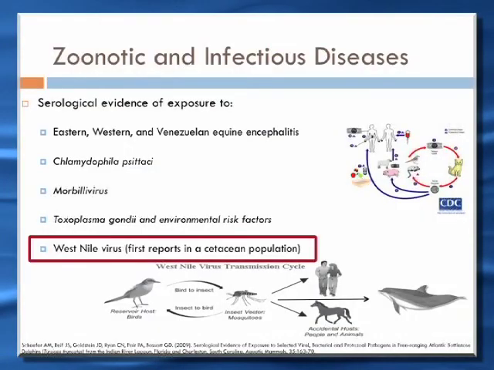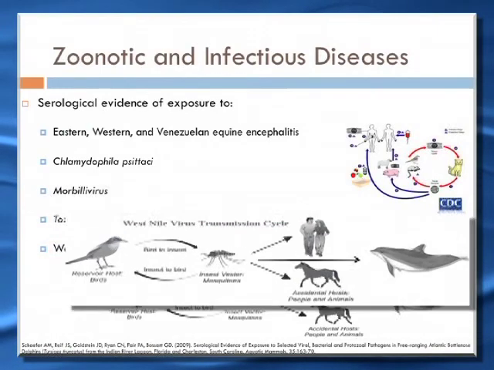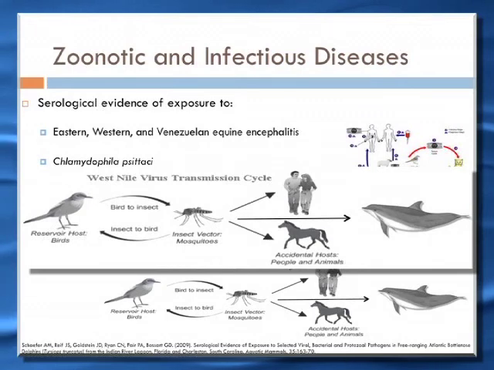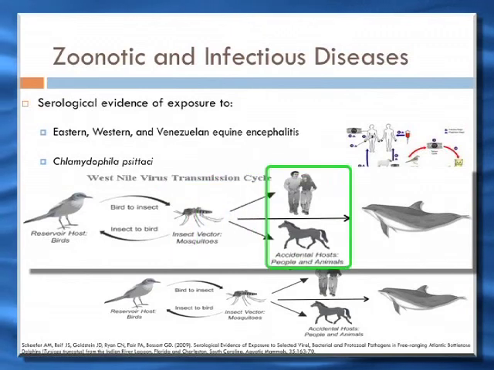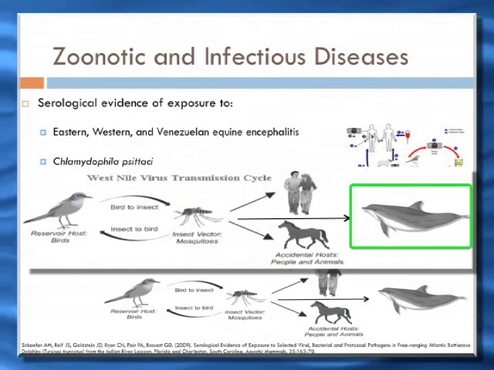And then West Nile virus got a lot of attention a few years back. It's the first time it's been reported in a cetacean population where dolphins have been exposed. The primary host, the reservoir, are birds. Then you have the vector. Humans, horses, and even dolphins can get bit by mosquitoes.